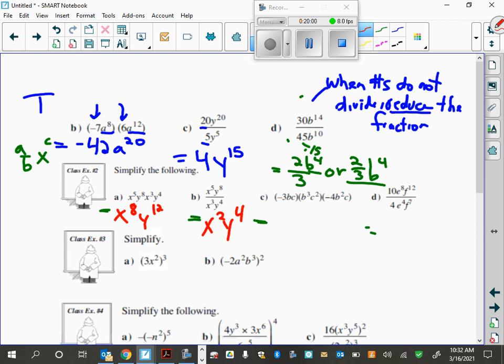There's some thumbs, good. This one, negative 3 times negative 4 is positive 12. B times b cubed times b squared is b to the 6th. C times c squared times c. Anybody get that answer? 12b to the 6th, c to the 4th. Okay, when you are saying this, you're saying it like you're running a race. B to the 6th, c to the 4th, x to the 8th, y to the 12th. That's how professional math students say it.